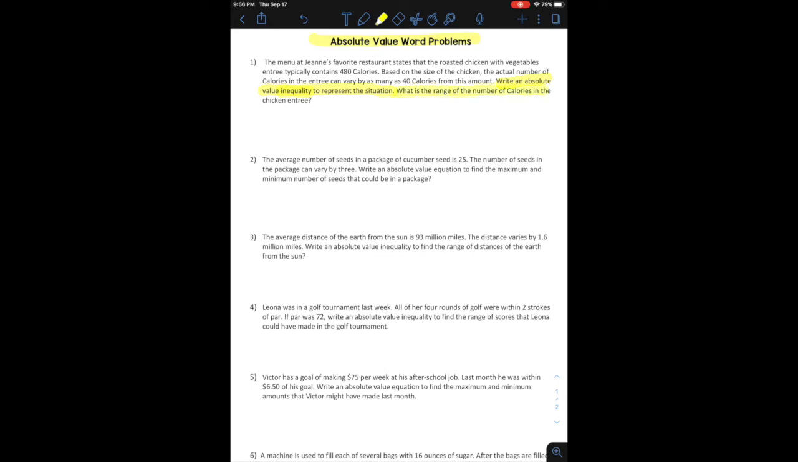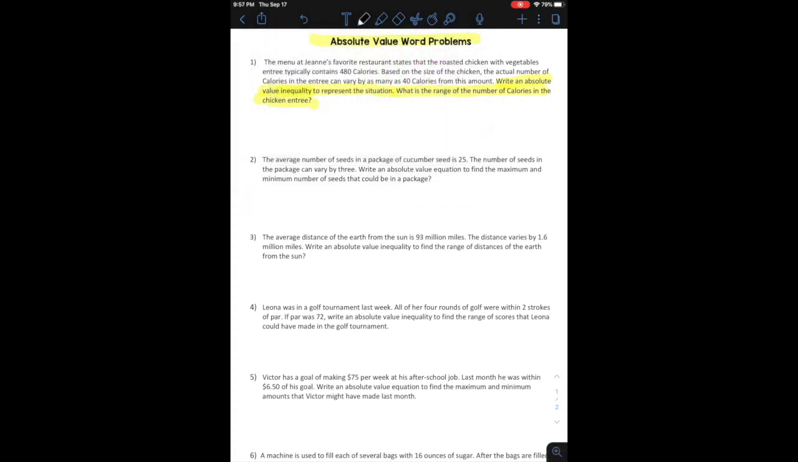And they also then want us to answer what is the range of the number of calories in the chicken entree. So the answer to this is actually really easy. A lot of you will just be able to do this in your head. However, coming up with the absolute value inequality or equation could be a little tricky. What we're going to do is essentially make these word problems the same type of problems we just did by first representing the situation on a number line.